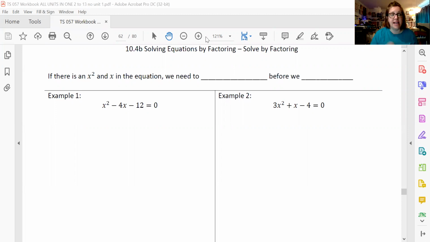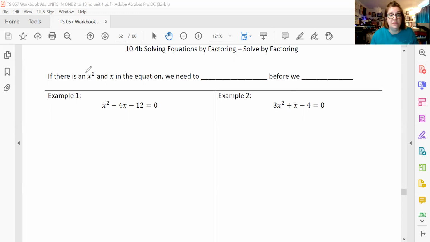to it. In the last section, in 10.4a, we had the factors there for us. They were already in their parentheses. They were, for the most part, already a binomial. All we had to do was set them equal to 0 and then solve to find out what x equaled to solve our equation. Now we're adding a step to it.